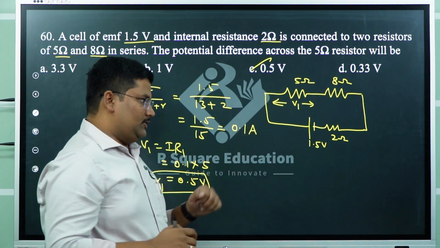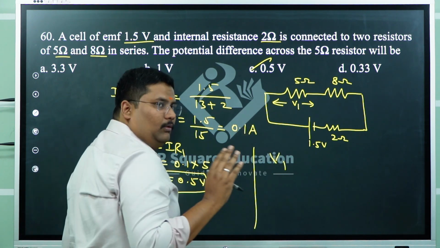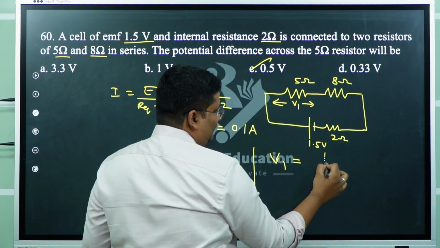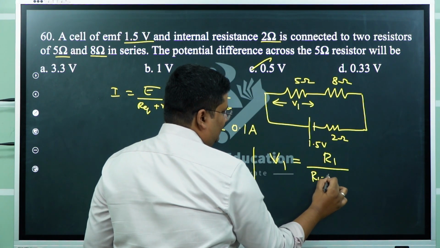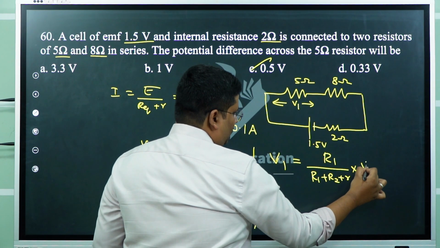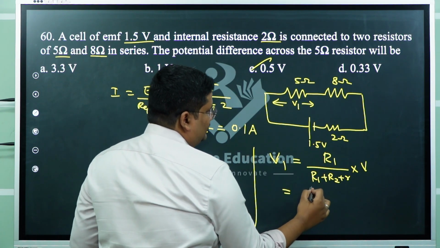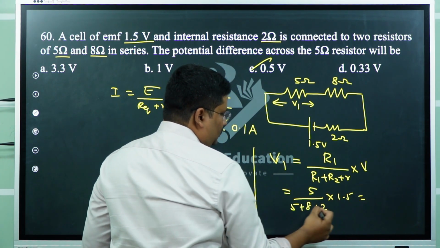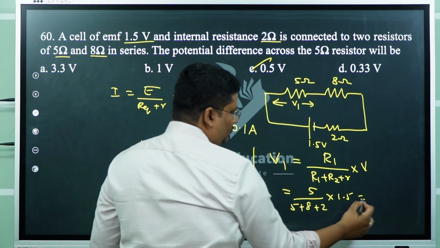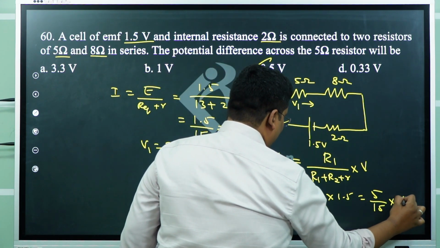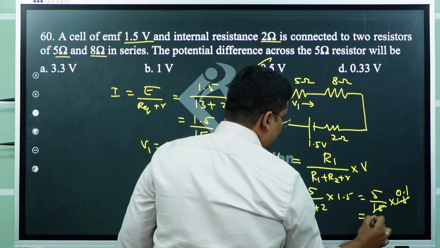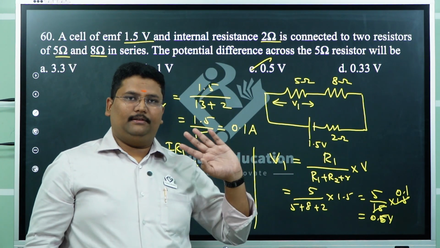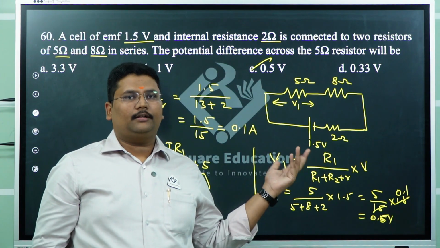You have an alternate method for this also. We have something called the voltage division rule. What it states is that the potential across an individual resistor can be found by taking that resistance divided by the total resistance, into the total potential. So V1 is going to be 5 divided by 5 plus 8 plus 2, into 1.5. So how much is it going to be? 5 by 15 into 1.5. So it's going to be 0.1, so it's going to be 0.5 volt. So without calculating the current, you can go directly with this also. This is nothing but the potential division rule or voltage division rule.